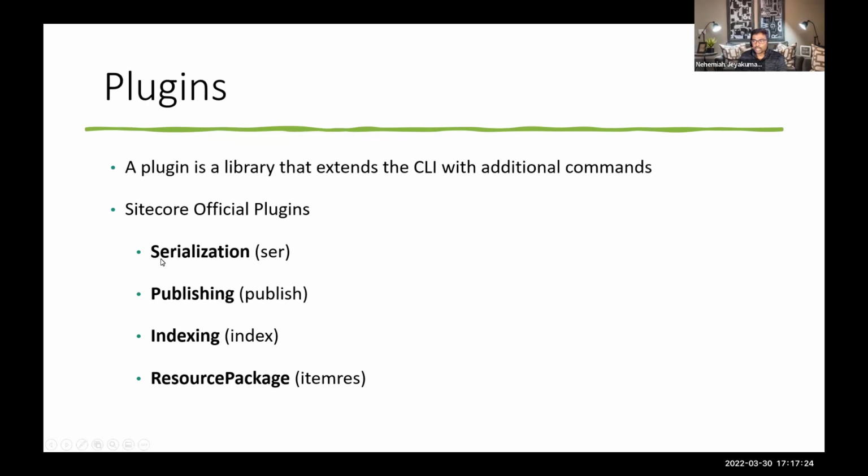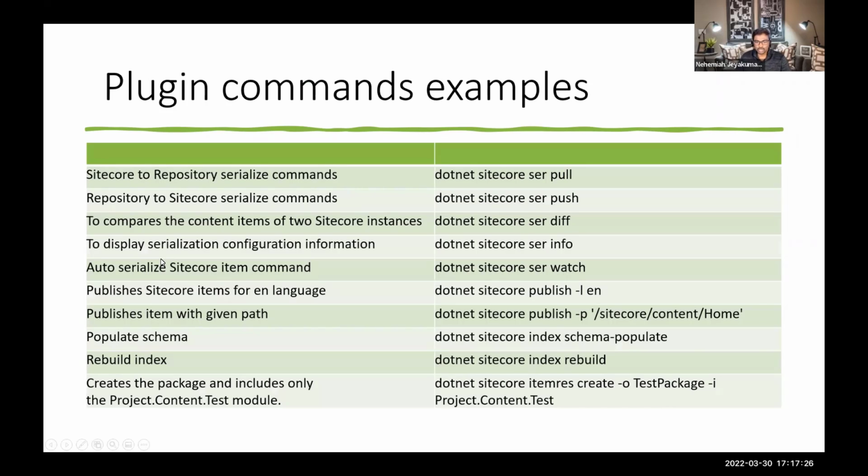Okay. So we just gave some examples of how these commands can be executed. As you can see, there is a ser pull, like dotnet sitecore ser pull, which serializes items from Sitecore to your local folder. Similarly, push syncs the content from your local folder to Sitecore. Some of the other things, like publish. If you simply want to publish, it will do a smart publish from the master database to the web database or to multiple targets.